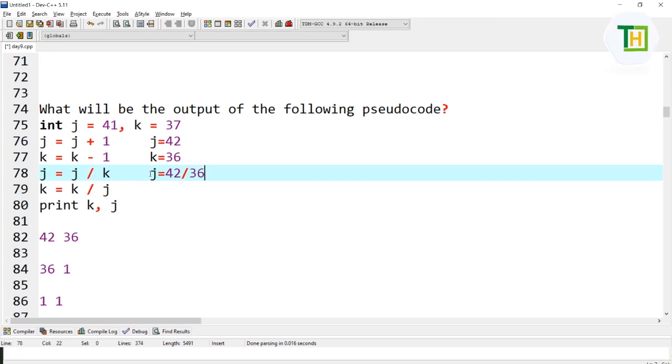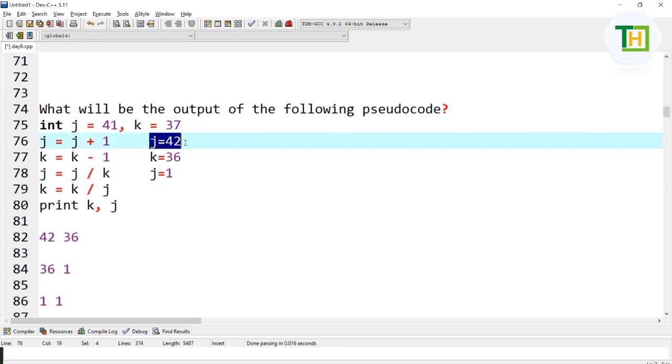What is the coefficient here? The coefficient is going to be 1 only, right? The coefficient is going to be 1. Then J becomes, instead of 42, it becomes 1.